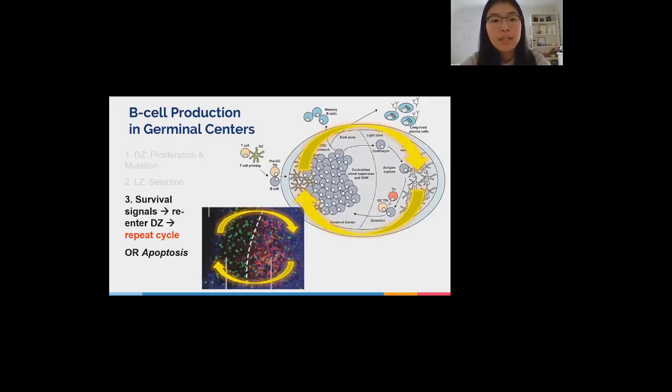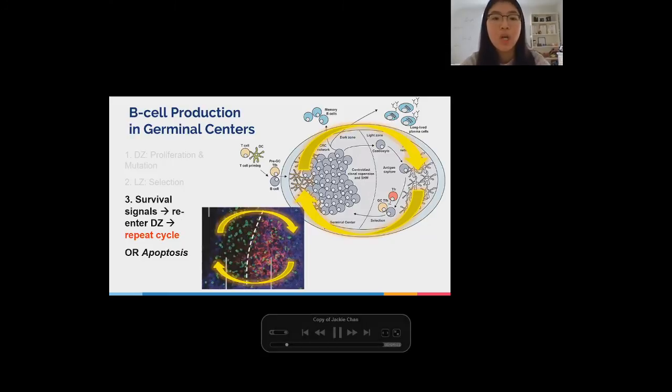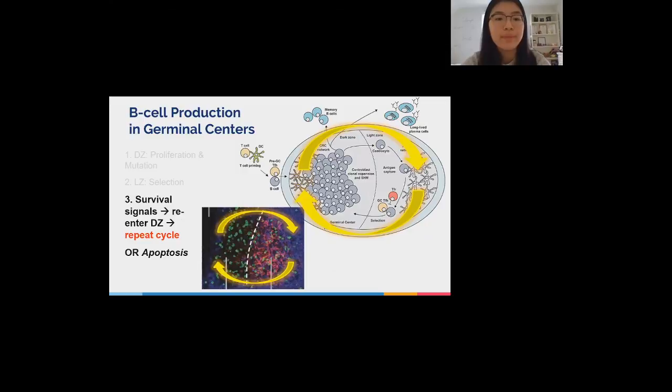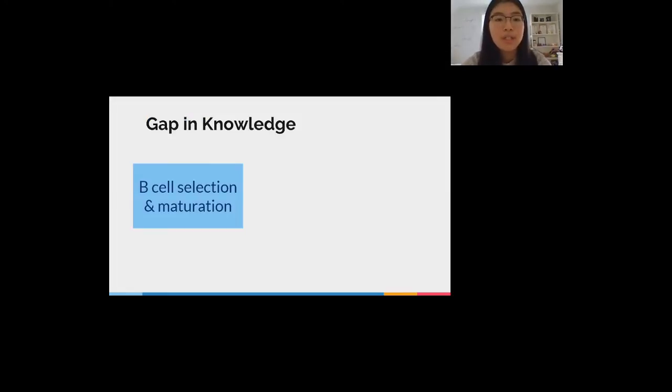At the end, the entire germinal center will be filled with B cells whose antibodies have a very high affinity to a target antigen. So the gap in knowledge is that this process that I just described, the B cell maturation, is based on the immune system's reaction to pathogens or bacteria or viruses that are harmful to our body. But we don't know anything about how this process applies to the immune interaction with the beneficial gut bacteria.